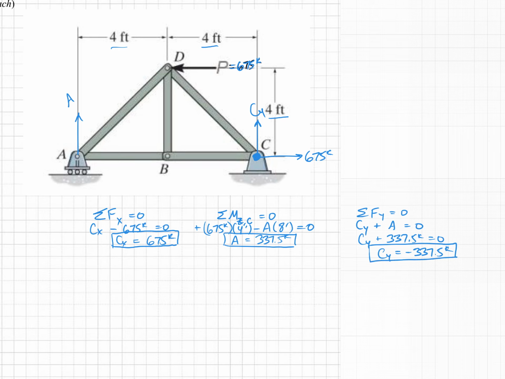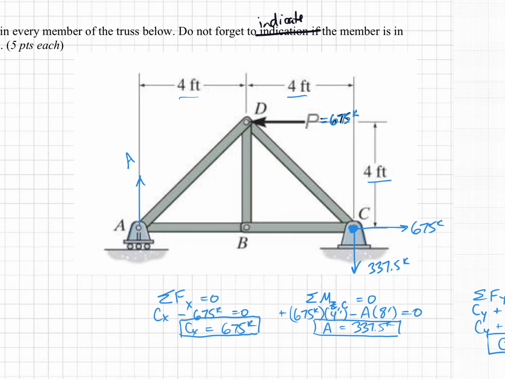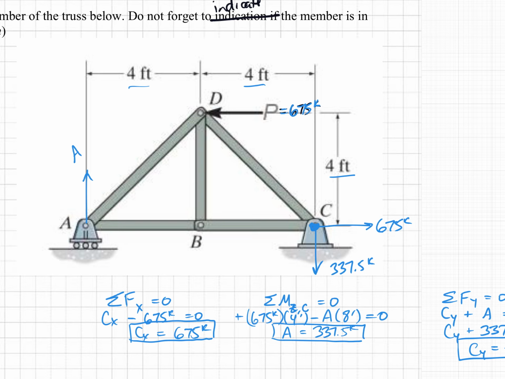So let's take this CY and have it point in the direction that it actually goes in. We'll draw this little arrow right here, and we'll call that 337.5 kips. Now let's start looking at the forces here. I didn't get Y at A, did I? I need to do the same thing there: 337.5 kips.